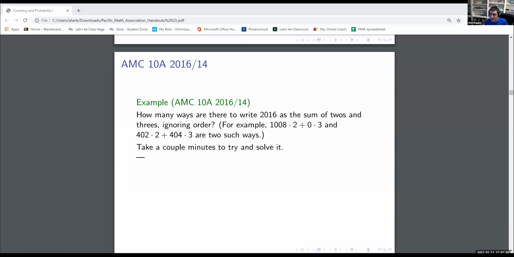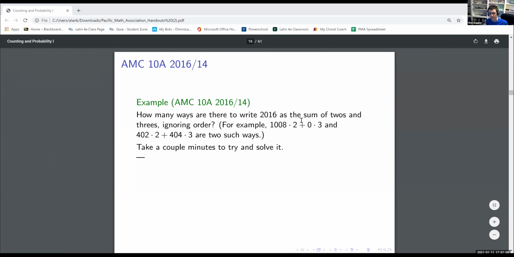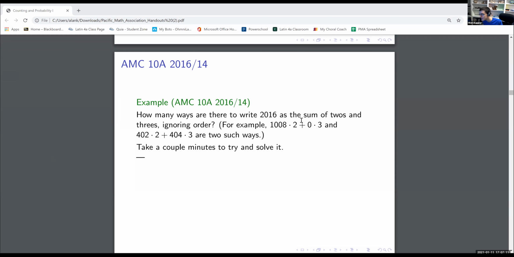Right, sorry about that. So next we're going to be doing a problem from the AMC 10A. How many ways are there to write 2016 as the sum of 2's and 3's?